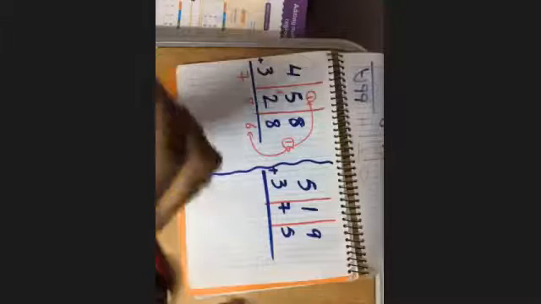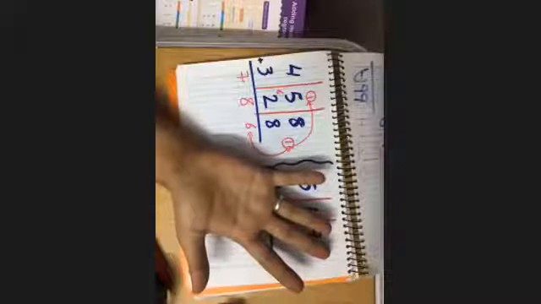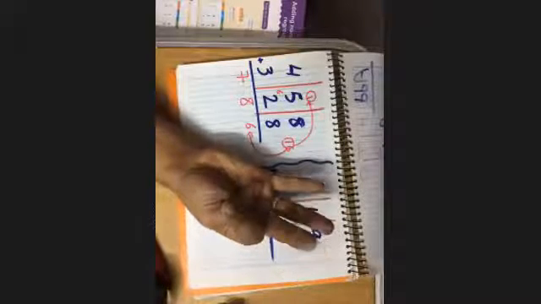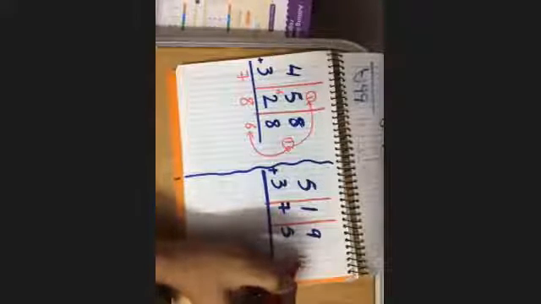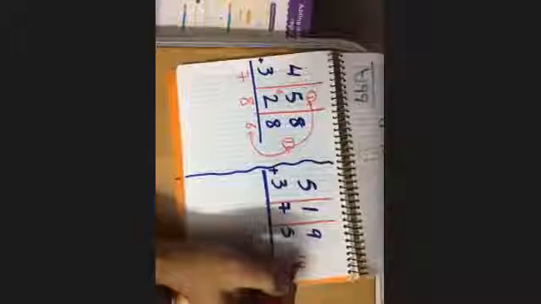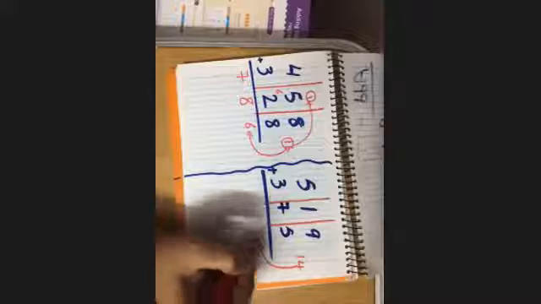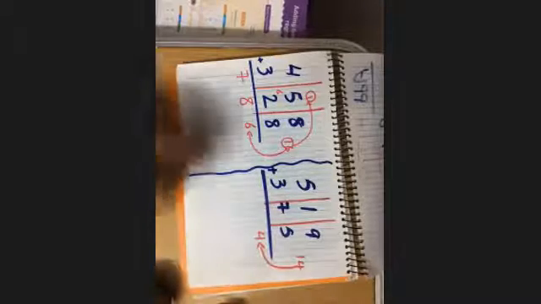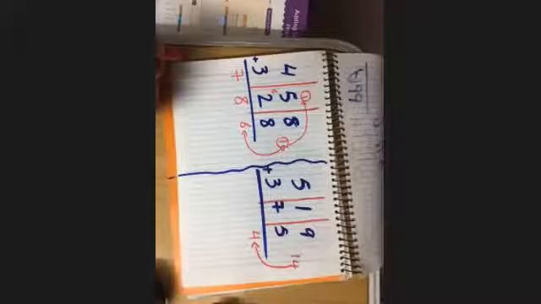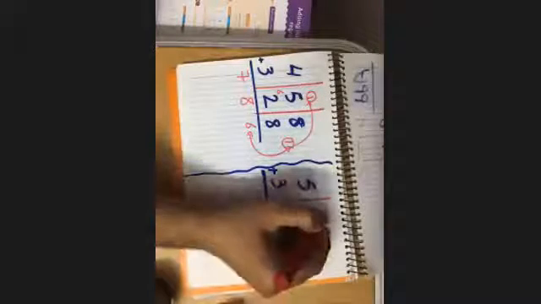Step number 1, we will add 9 and 5. I will take 9, put it in my head, and 5 in my finger. After 9: 10, 11, 12, 13, 14. So 9 plus 5 equals 14. What we are going to do is take 4 and put it down here. And 1, we'll make a circle around 1 and put it up here.